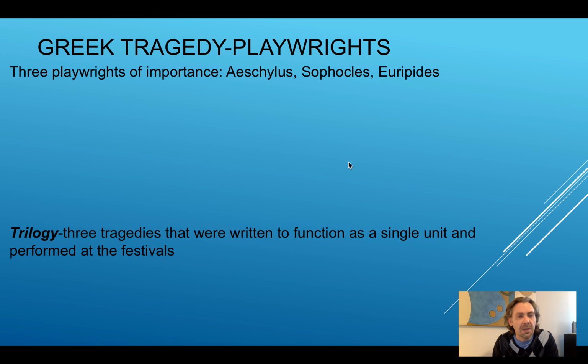A trilogy refers to 3 tragedies that were written to function as a single unit and were performed at the festival. So that Oresteia trilogy would be presented over 3 days. Agamemnon, the first day, Libation Bearers, the second day, the Eumenides, the third day. And so it's like reading a series of books. So take Harry Potter and looking at the first 3 novels, and you are reading them in succession, or they are being performed in succession. That's what was occurring here. So as a trilogy, as a single unit, they comprised an entire story.